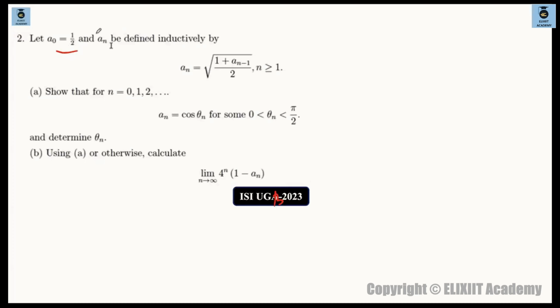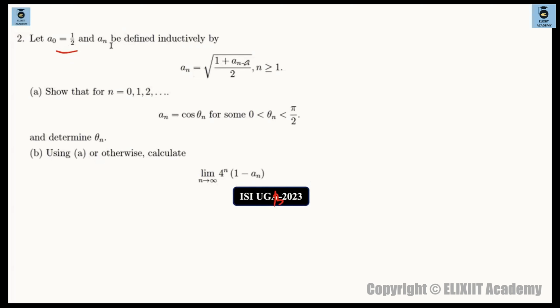a0 is given to be half, and an is defined inductively as root over of (1 plus an minus 1) divided by 2. So some relation is given in terms of an and an minus 1, where n is greater than or equal to 1. First part says, show that for n equal to 0, 1, 2 and so on, an is cos theta n for some theta n lying between 0 and pi by 2.